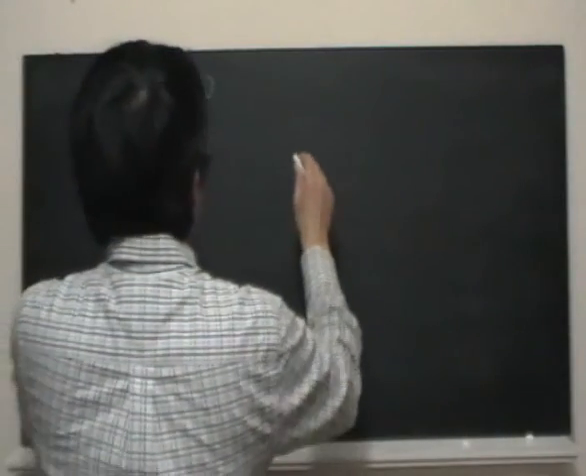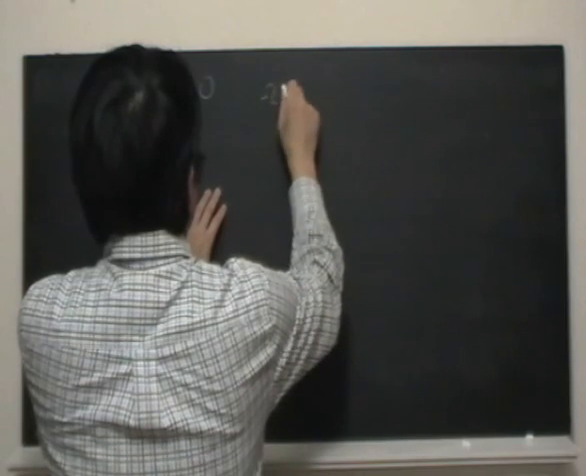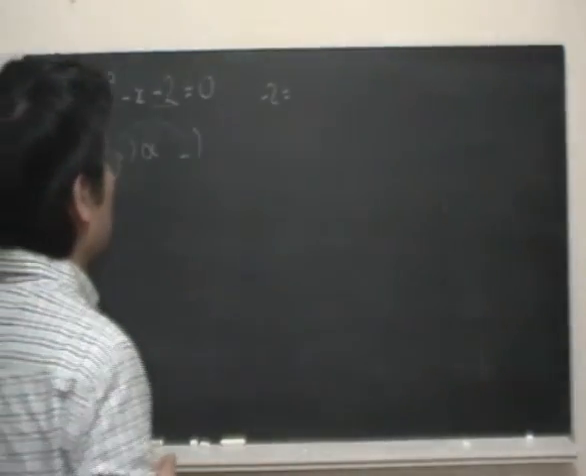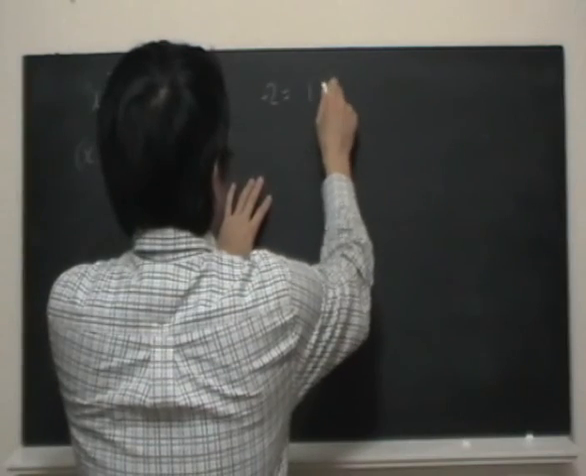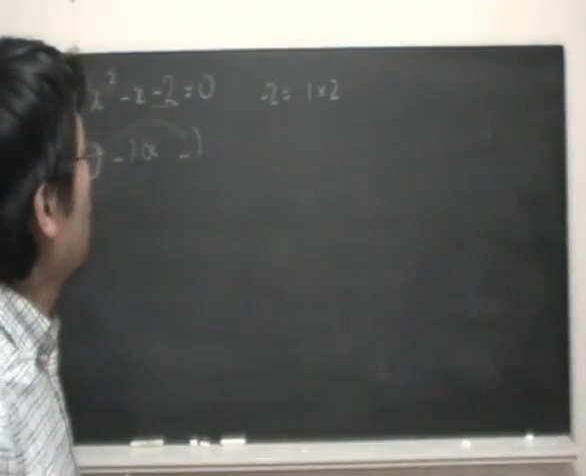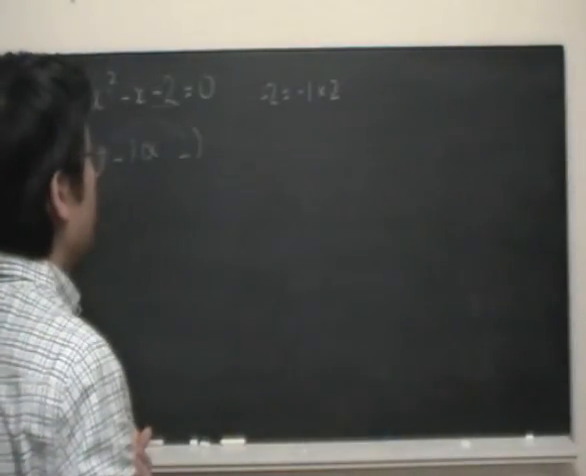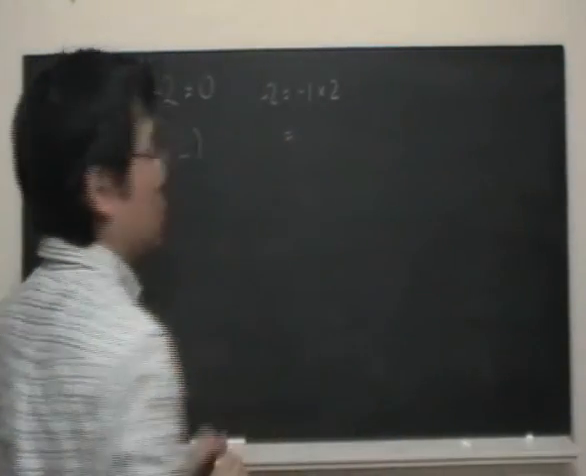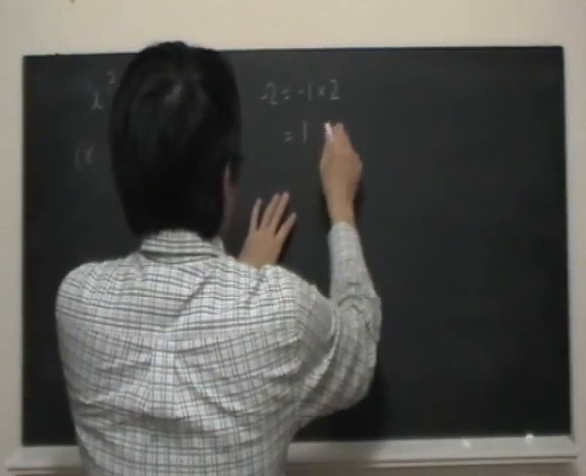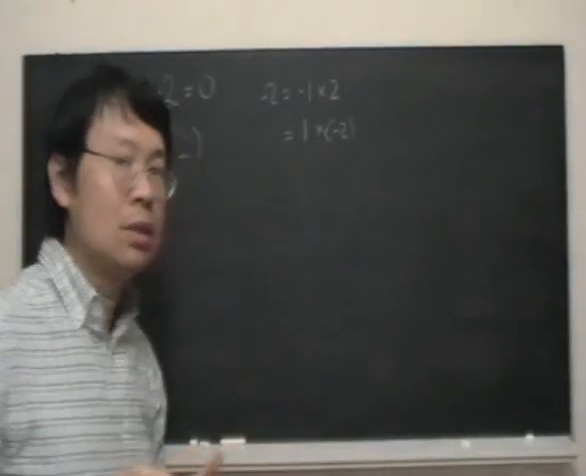So let's write this down. What are the possible factors of minus 2? We know the factors of 2 can be 1 times 2. And since there's a minus sign, let me put a minus sign there. So I can have minus 1 times 2. Now the other possible case is 1 times minus 2.